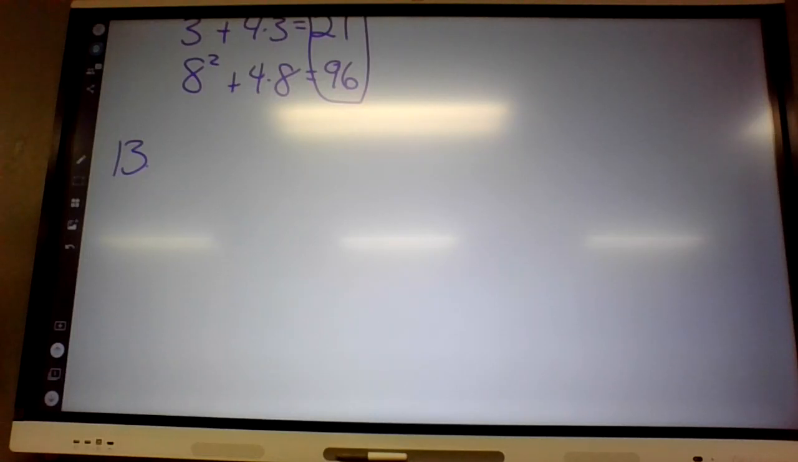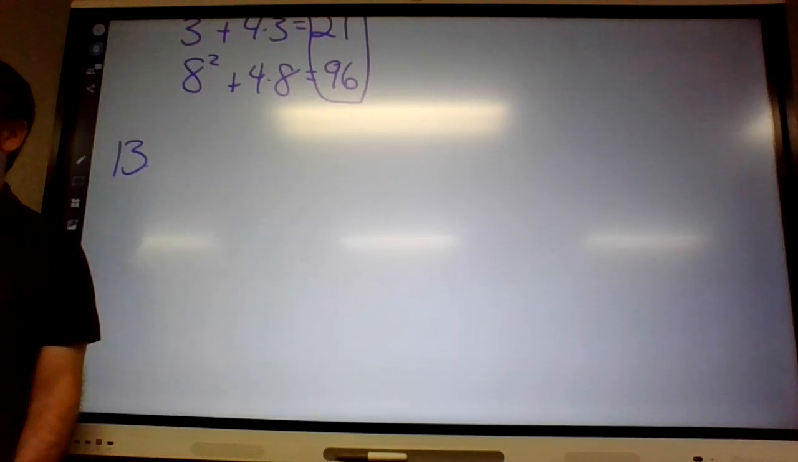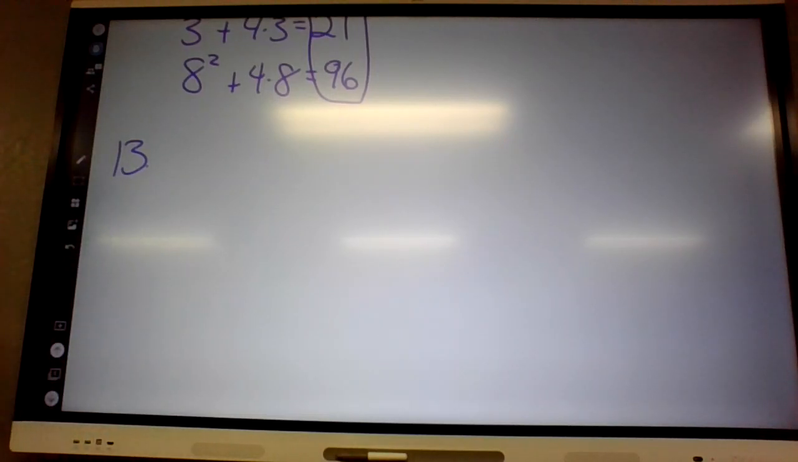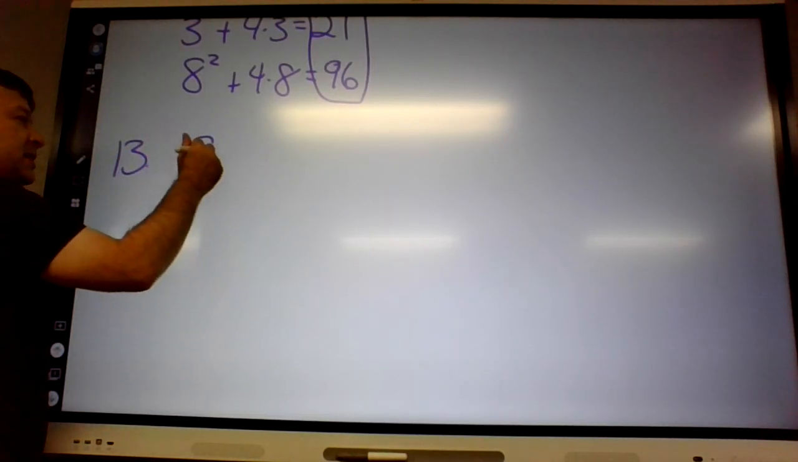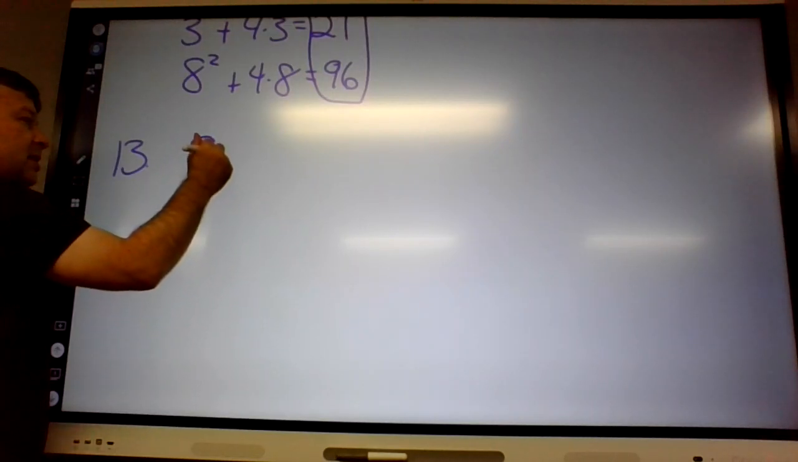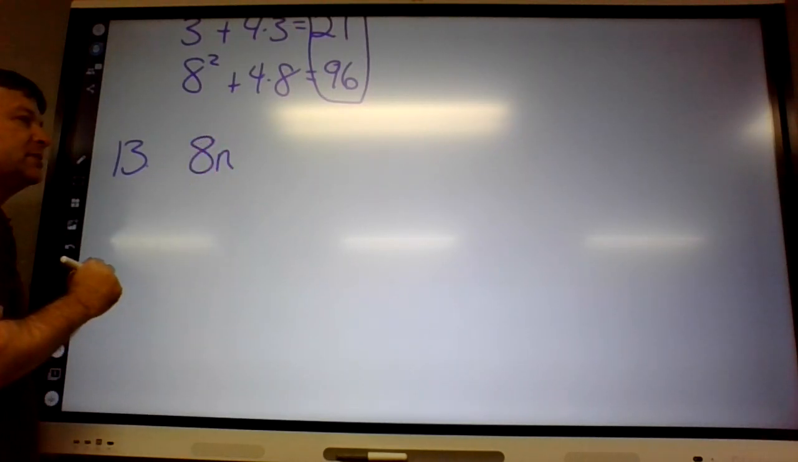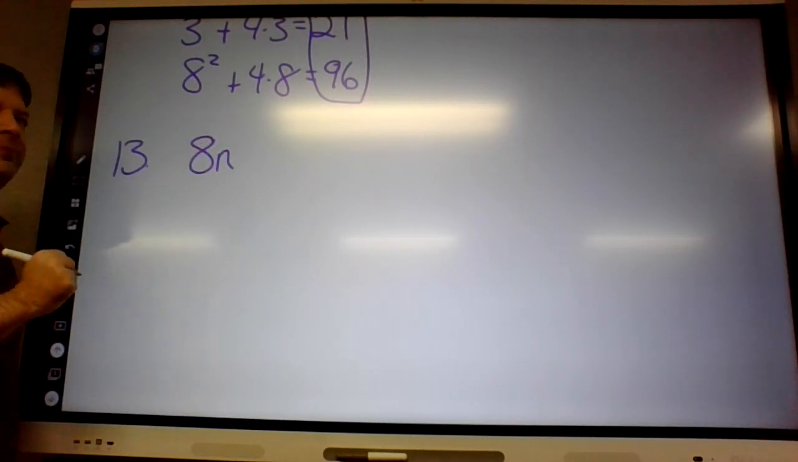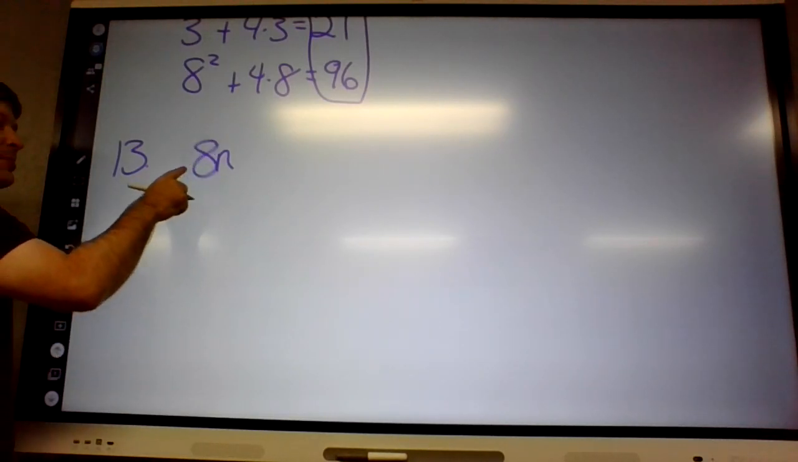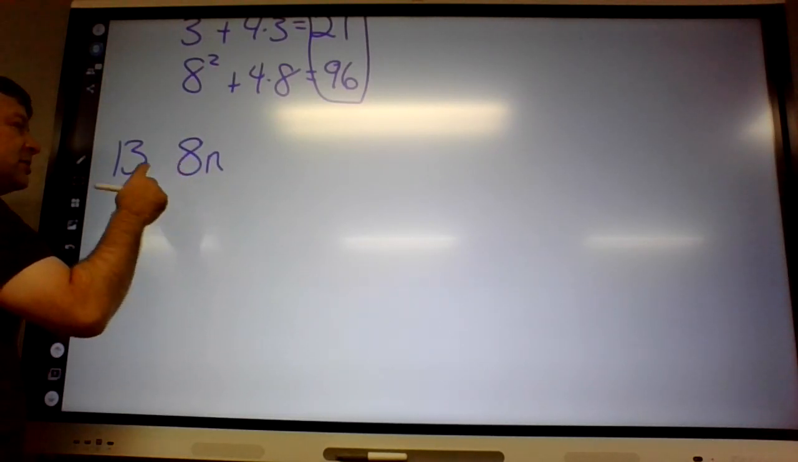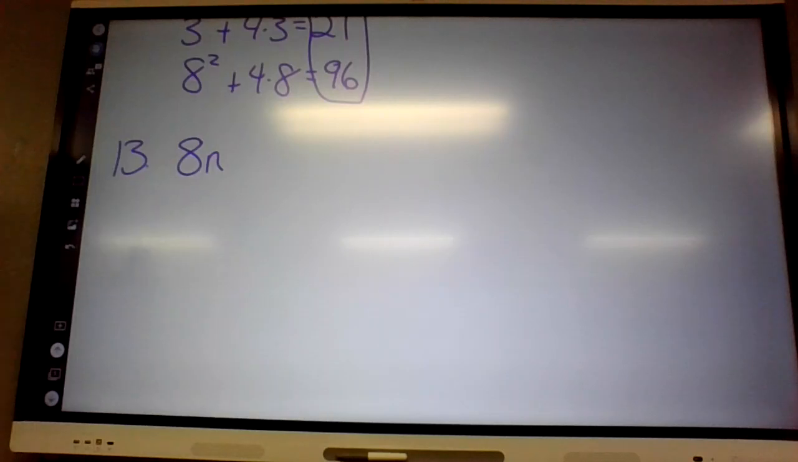Caitlin, it says translate each word phrase into an algebraic expression. What does the product of 8 and a number mean, Caitlin? 8 times n. Right. Now, what's the best way to write 8 times n? 8x. Okay, just put it right next to it, right? That means multiply. Now, does it matter what letter we use? No. Sometimes they tell us what variable to use, but you can use whatever letter you want. Okay, can I solve that? No.